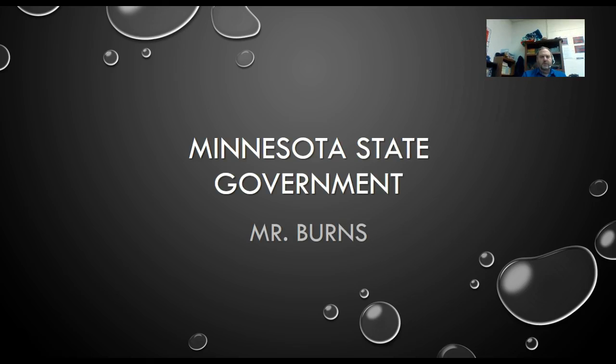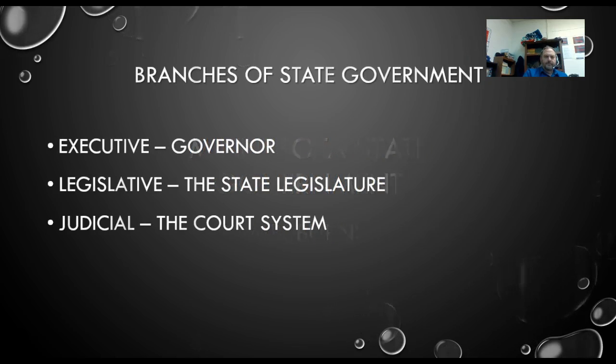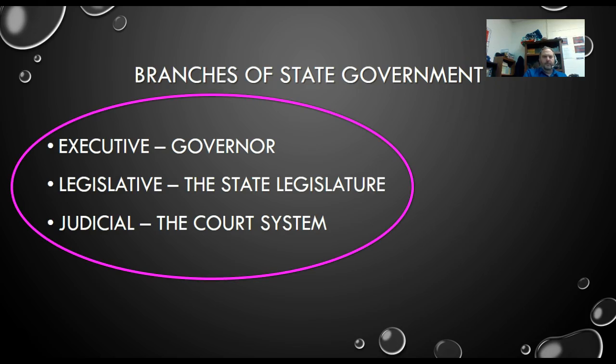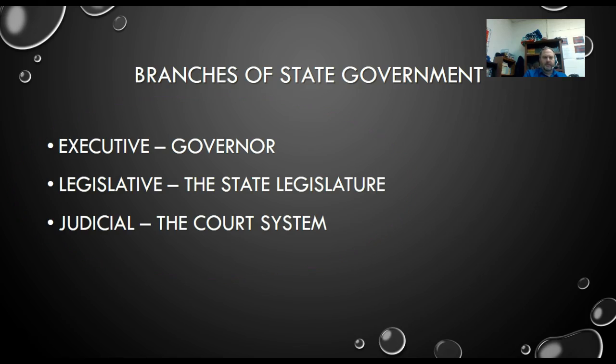We've been studying Minnesota state government, and it's time for us to pause and go back over our learning and see what we're remembering, what we have learned. So let's just start out with a quick review. The Minnesota state government consists of three branches. They're the executive, the legislative branch, and the third branch is the judicial branch. The executive branch has the governor, the legislative branch has the state legislature, and the court systems are found in the judicial branch.